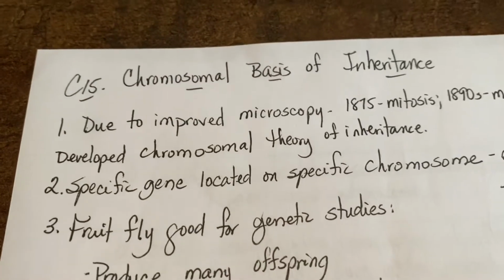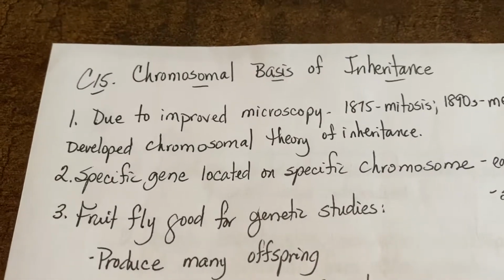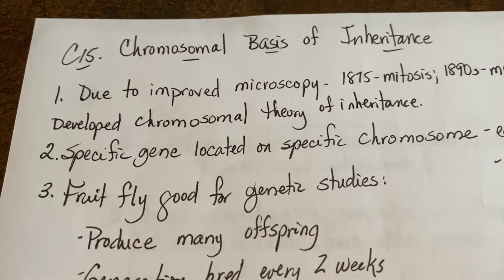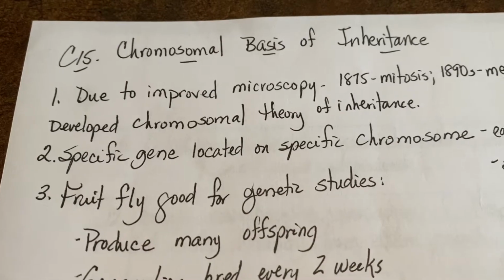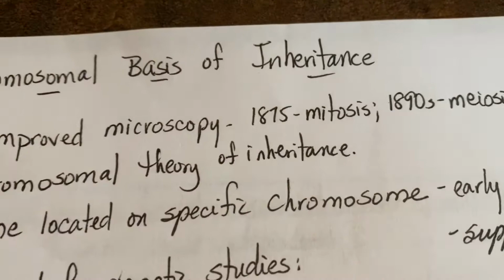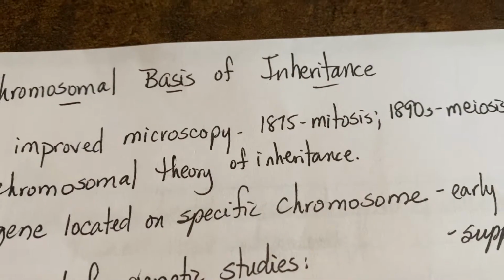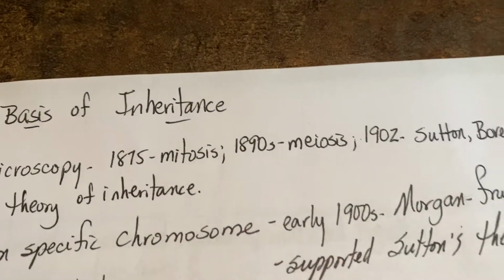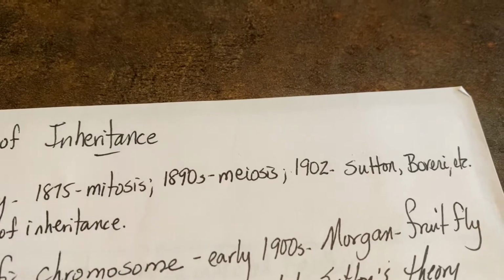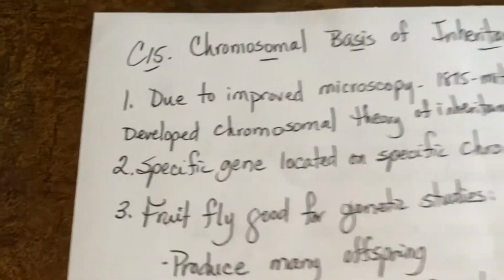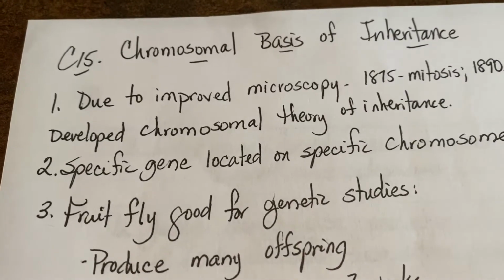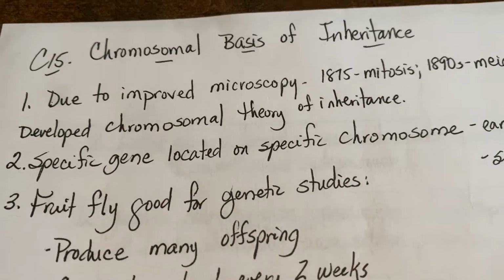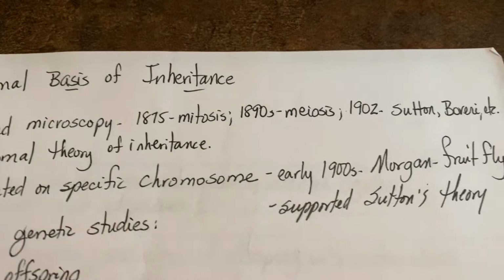We're going to look at chapter 15 today, chromosomal basis of inheritance. What's really interesting is that microscopy as a science really took off. And then finally in 1875, because we had better microscopes, we were able to visualize mitosis. In the 1890s, meiosis. And in 1902, Sutton, Bouvier, etc. developed the chromosomal theory of inheritance.